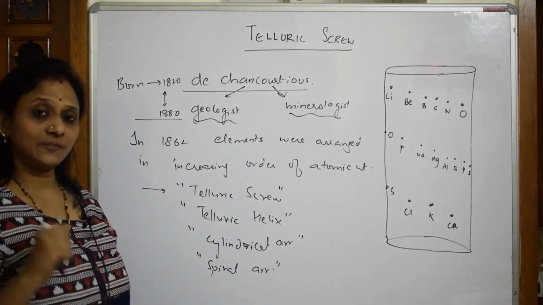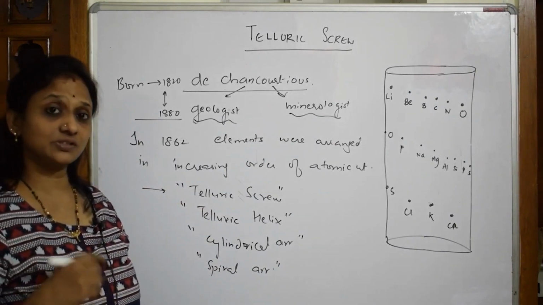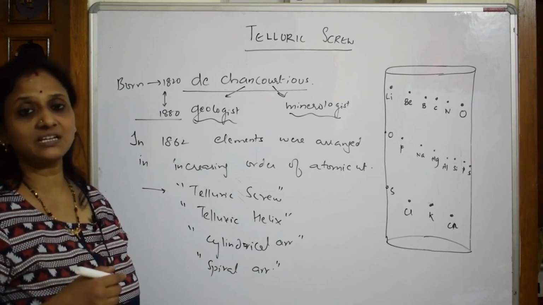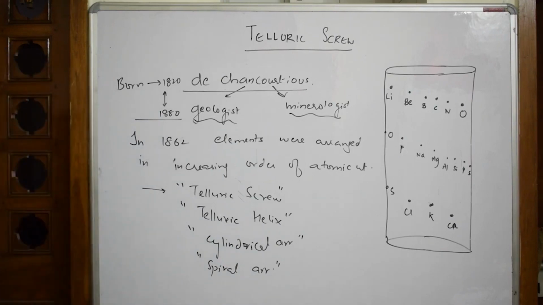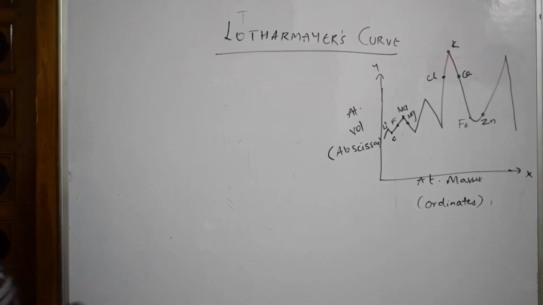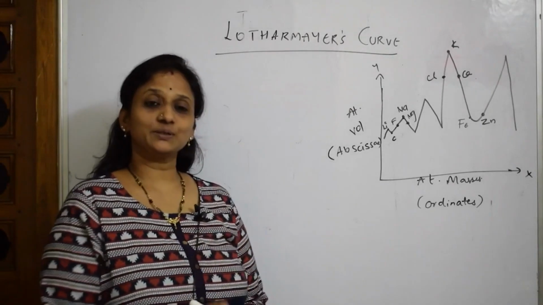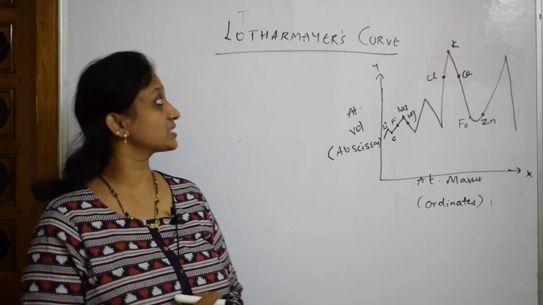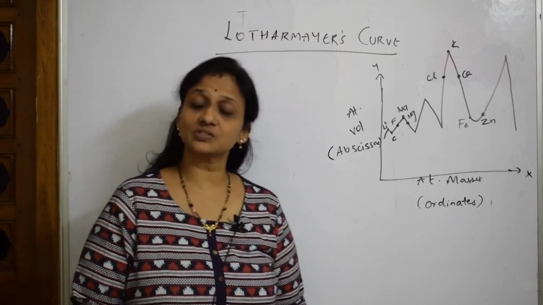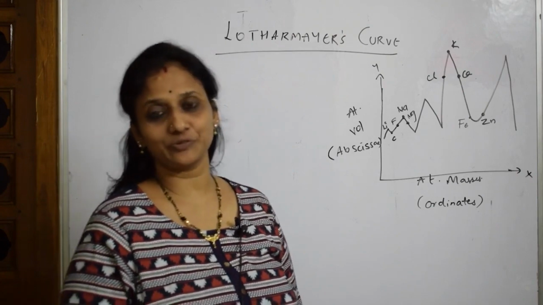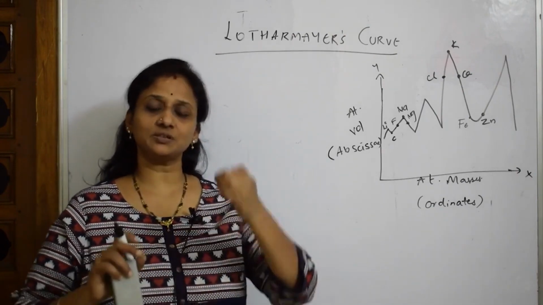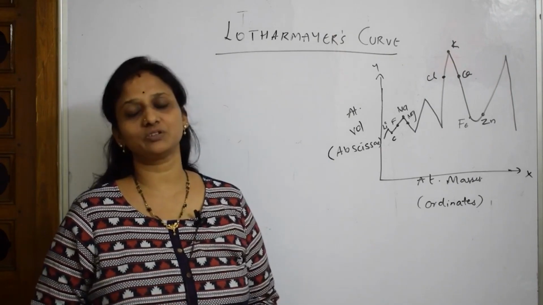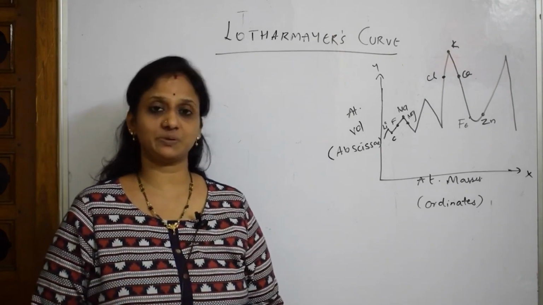Not much information here. Now we will discuss the next important law, Mendeleev's law. But before that, a small thing, that is Lothar Meyer's curve. The next important concept was given by Lothar Meyer. Meyer is a person who worked with Mendeleev, whom we will study after this. These two, along with Robert Bunsen, worked together and prepared the precursor of Mendeleev's table.